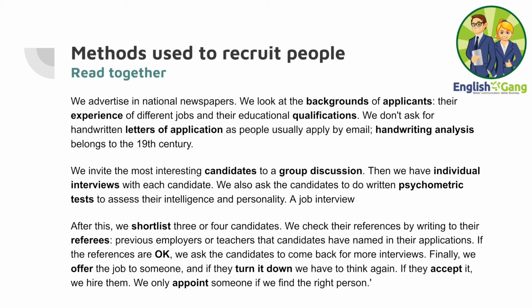Now we're talking about a job interview. After this, we shortlist 3 or 4 candidates. We check their references by writing to their referees, previous employers or teachers that candidates have named in their applications. If the references are okay, we ask the candidates to come back for more interviews. Finally, we offer the job to someone, and if they turn it down, we have to think again. If they accept it, we hire them. We only appoint someone if we find the right person.